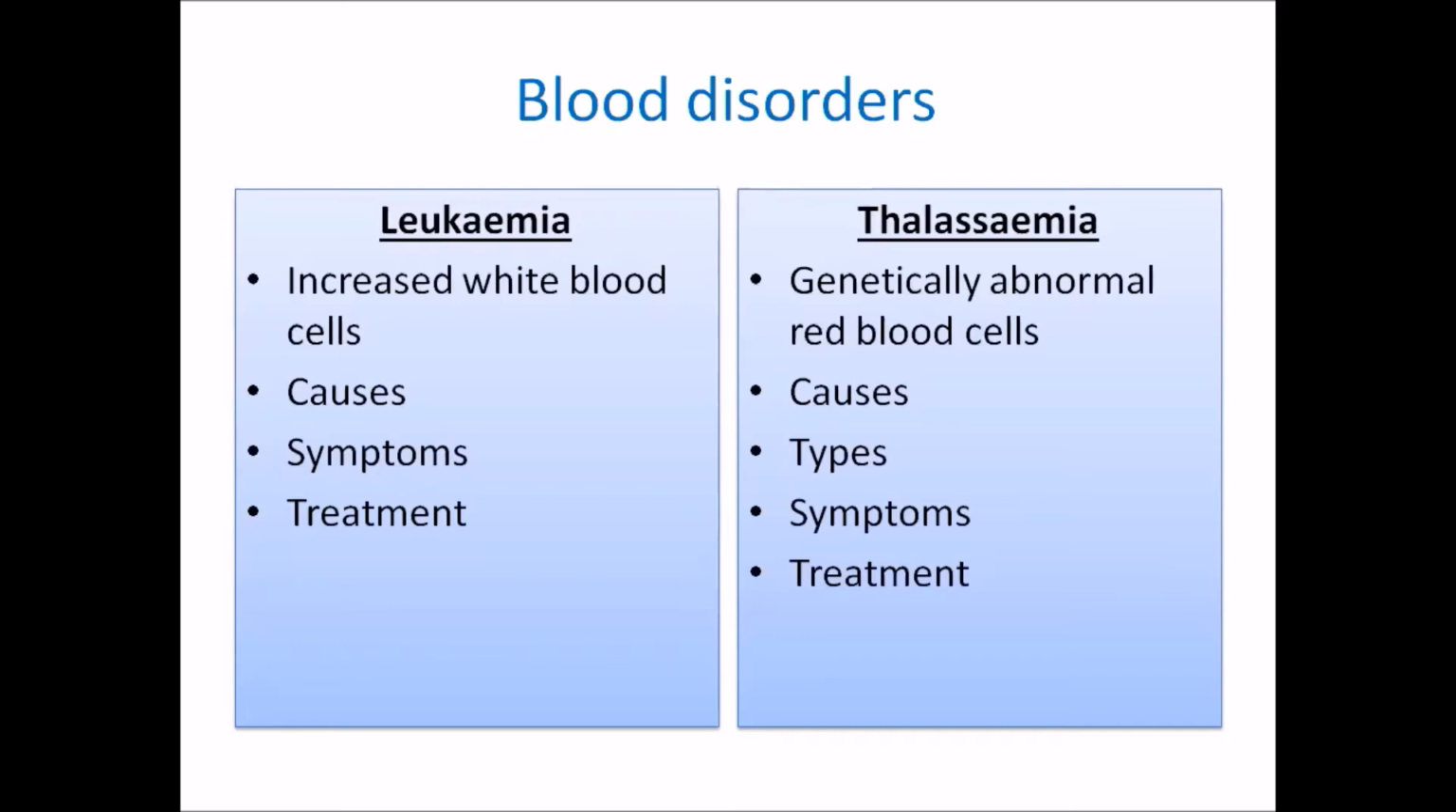Increased white blood cells means that you have an increased number of WBCs in your blood. I told you before that when you have increased WBCs, it means that the body is infected, and as a response, the WBCs are increased to fight against that antigen or infection. But in leukemia, it's not because of an infection. It is an abrupt or unnecessary growth of white blood cells without any reason.